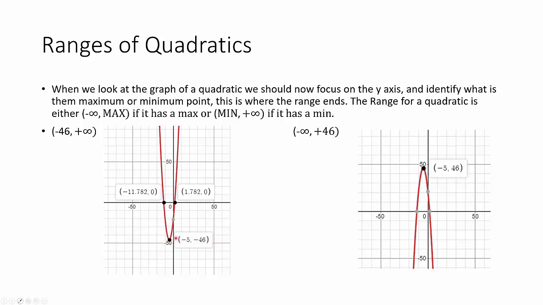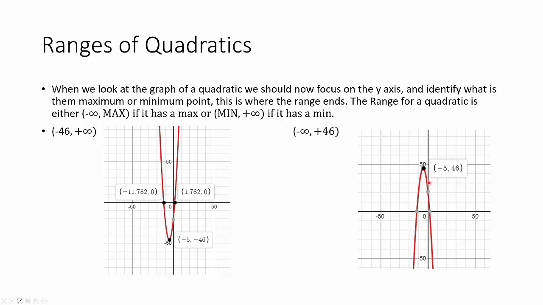So in this case, all the other points above the negative 46 have y coordinates that correspond to numbers on the y-axis that are above negative 46. They are bigger than negative 46. So the range is from negative 46 to plus infinity. When you have a maximum on your parabola, the same thing happens, but the range now is from negative infinity to plus 46.